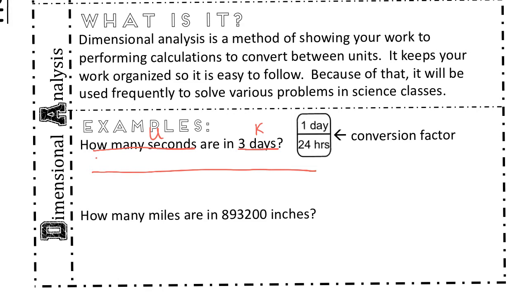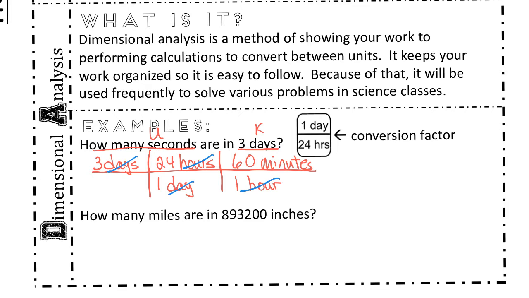So we're going to start with our known. So we're starting with 3 days. And now I'm ready for my first conversion factor. Well, 1 day is equal to 24 hours. So my day unit is canceling out. I'm ready for my next conversion factor. Now I need to go from hours to minutes. So 1 hour is equal to 60 minutes. So my hours units are canceling off and I'm left with minutes.